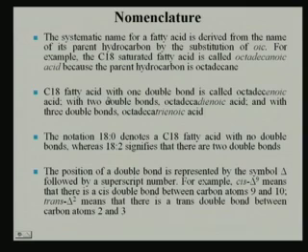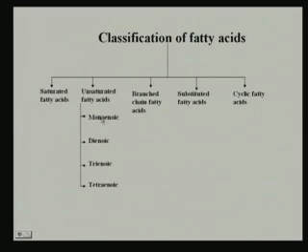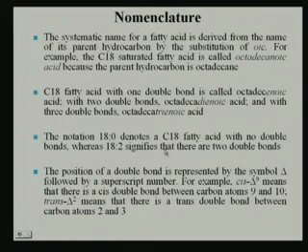C18 fatty acid, if it is having a double bond, then it is called octadecenoic acid. If two double bonds are there, then octadecadienoic acid. And with three double bonds, then octadecatrienoic acid. Depending upon, as I have mentioned, monoenoic, dienoic, trienoic, tetraenoic, in that way the naming has been done.